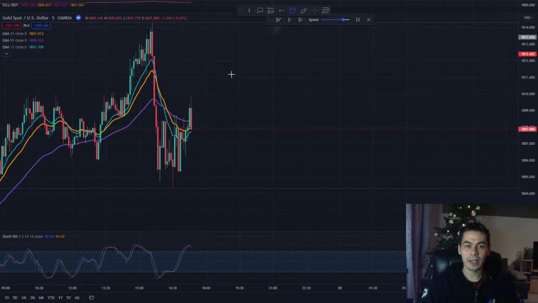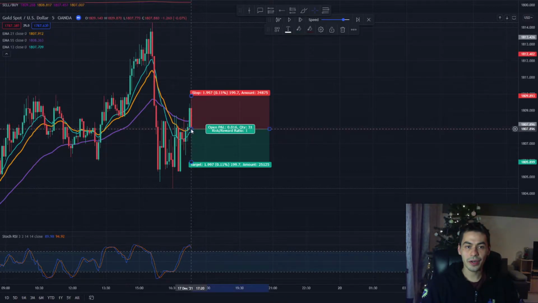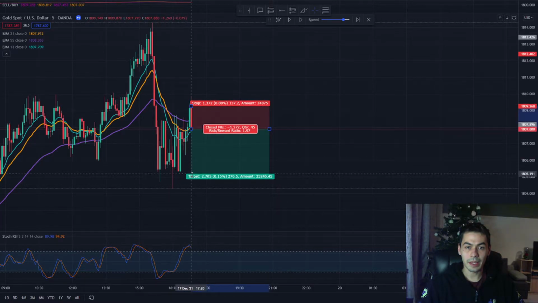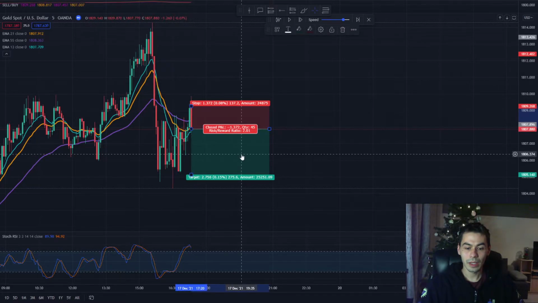And now we will be placing a sell order here. I will be taking this order in accordance to the purple EMA, which is the furthest one tested. So my stop loss here would be at 1809268, you can see it in the upper left corner. And our take profit will be at 2 to 1. This is our first trade.